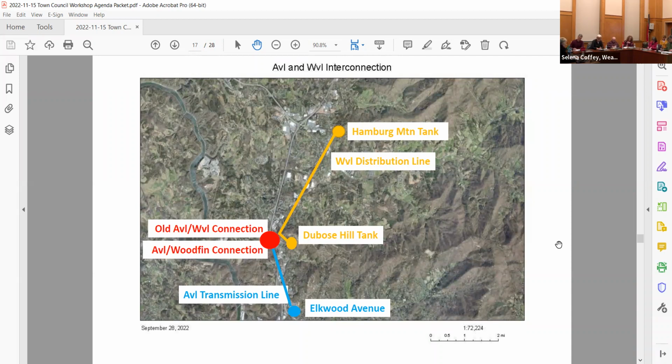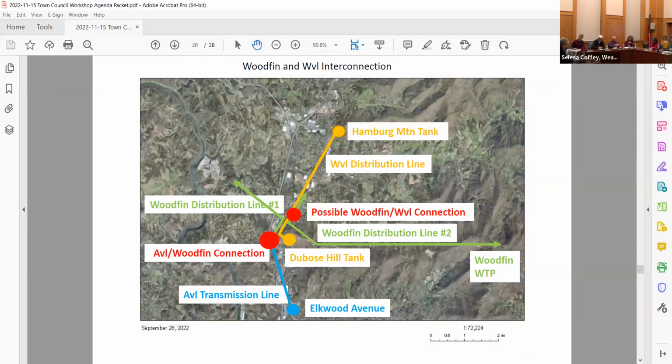Okay, so moving along, let's go to page 18 and let's advance our slide to page 20.